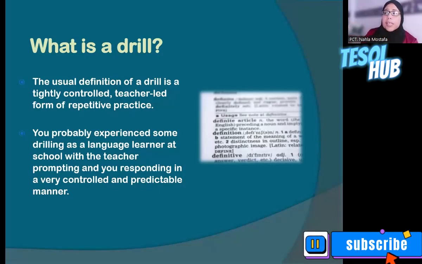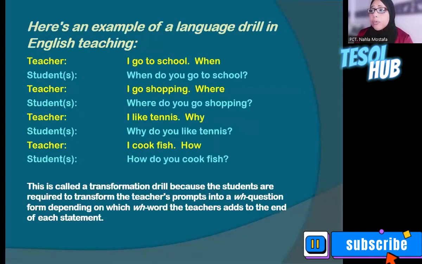So of course, the experience of drilling in the class will be teacher-led. Teacher-led means the teacher leads the drilling because the teacher is speaking and the students are repeating after the teacher. But we can transform this. It will be between two students, or between you and all the students, between you and one of the students and others. We will go through that in many different types.